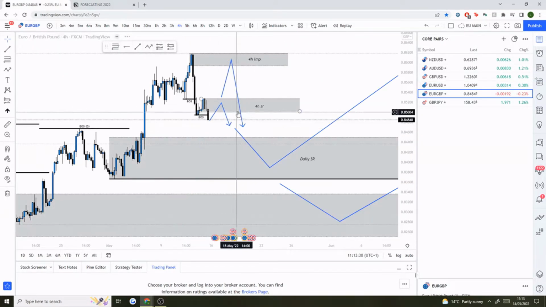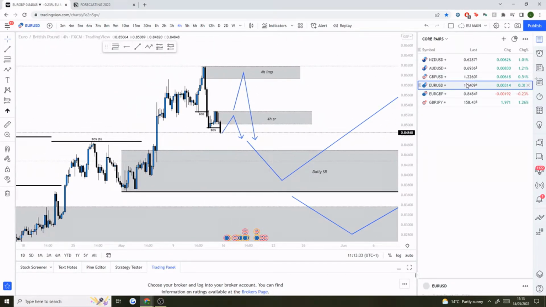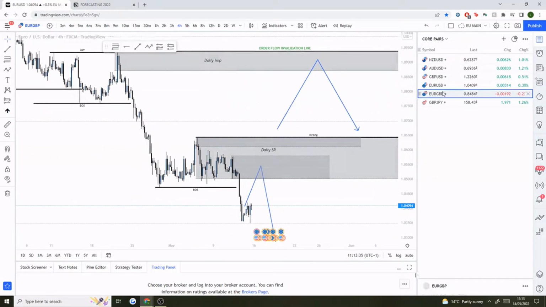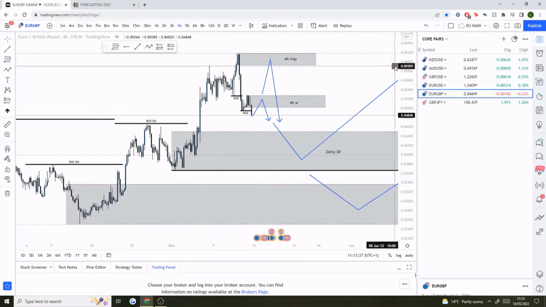So continuing on, that's my EU analysis, and here is the euro pound analysis.